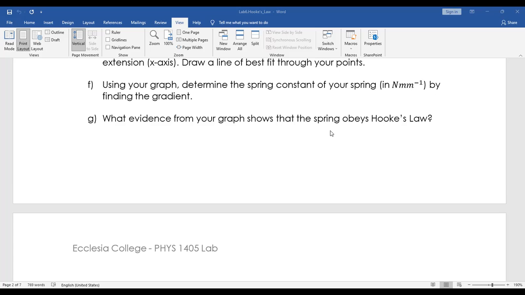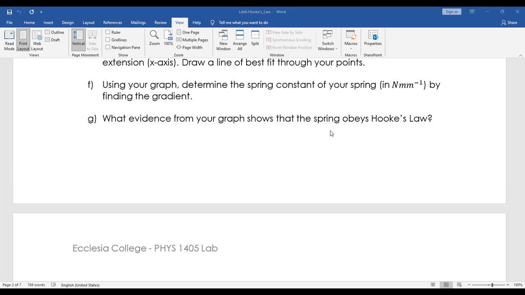Here it's almost a straight line. If that is not a straight line, it's not linear. In this case, the graph is a straight line. It means F is proportional to x. This is Hooke's law. Hooke's law statement is proved.